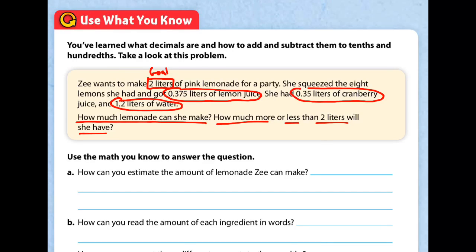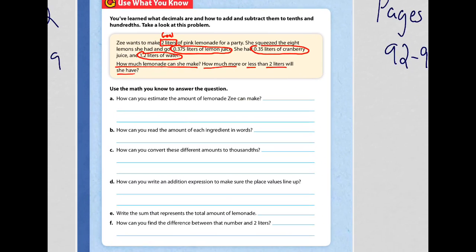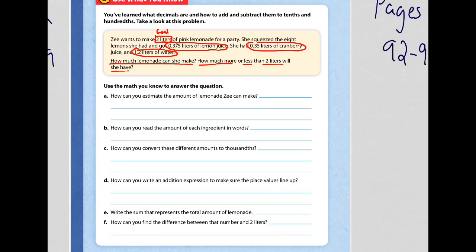Now, here is your job. Your job is going to be to start by working on A through F with the video paused on your own. So as you work on them, if it says, how can you, for example, you're going to have to write a sentence or 2 explaining how to do it.